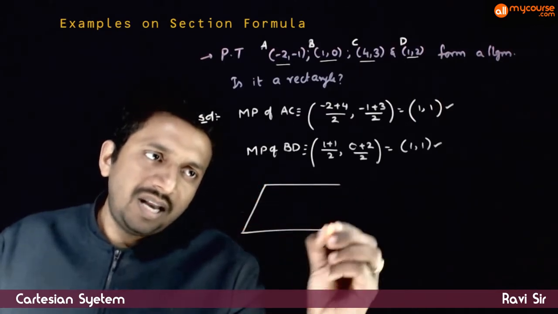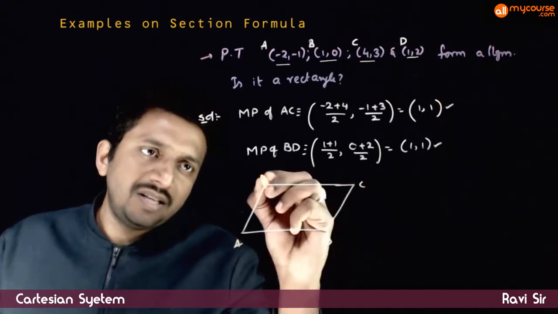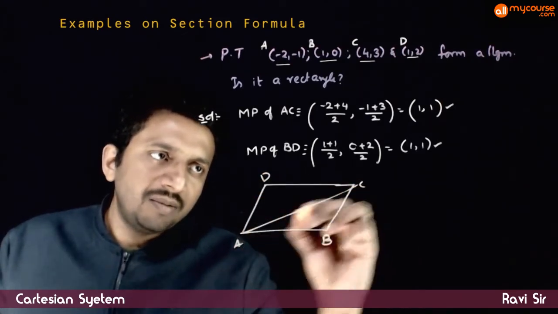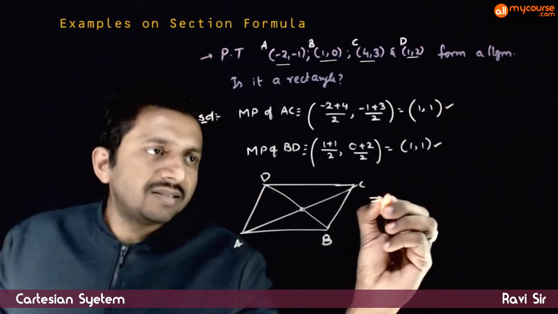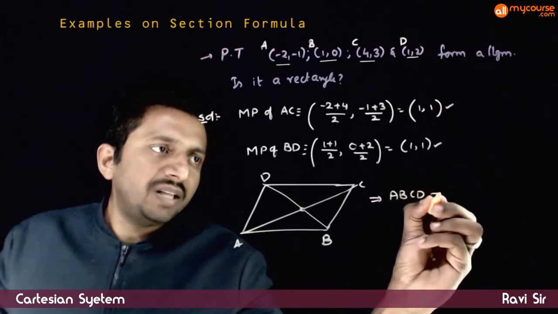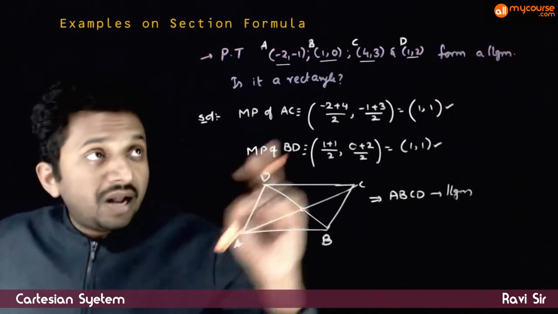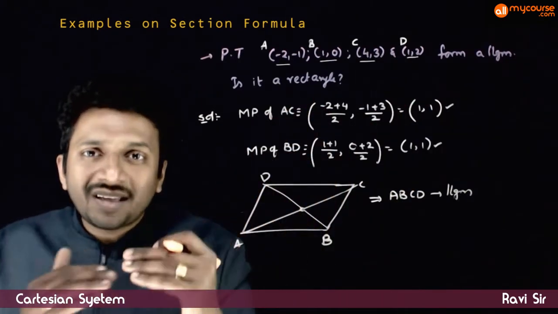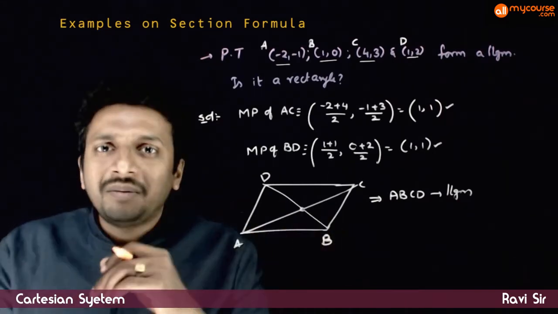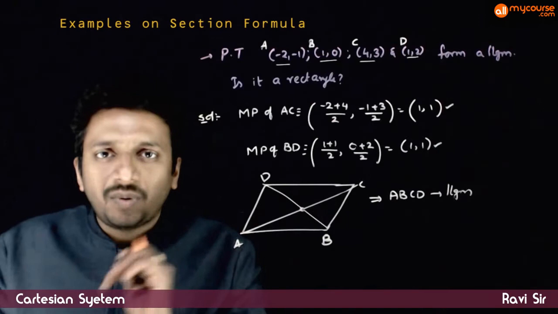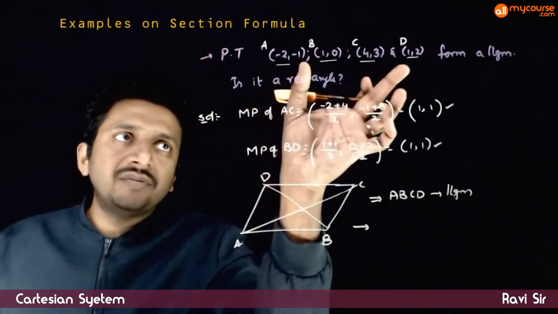So if you take the figure, it looks something like this: A, B, C, D. We have seen that the midpoint of AC and the midpoint of BD is same. Hence, ABCD is a parallelogram. There's no doubt about it. Now, you're also asked to check whether it becomes a rectangle, whether it becomes more specific. So when will a parallelogram become a rectangle? If the diagonals are equal. So to see whether it is a rectangle or not, we have to measure the lengths of the diagonals also.